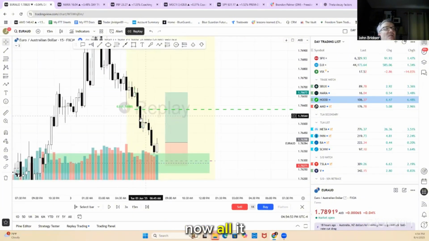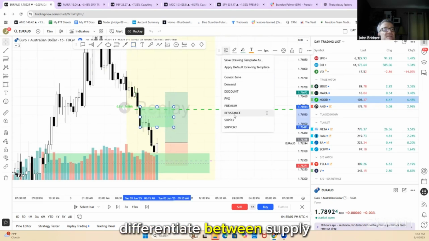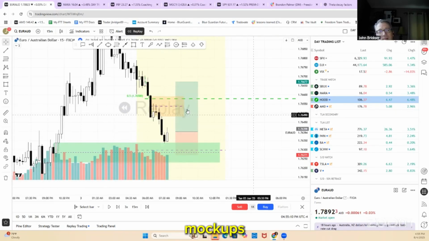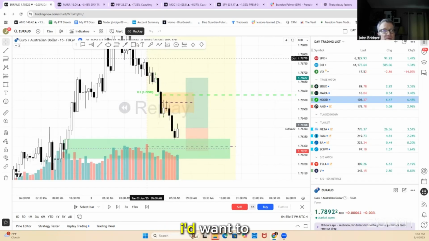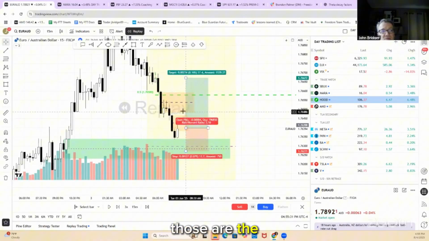Now see how all that goes pretty deep. See how this is tested and holds. So what I would be doing here is drawing this resistance zone, and I color them orange to differentiate between supply and demand. I use a monochromatic scale for my price, so with my mock-ups, annotations, and color, I'm not too busy. You can see that held. That's a key. I want to see the break there, and this one here is another one I'd want to see break. At a minimum I want to see this one, possibly this one as well. So let's say those are the breaks we want to see.